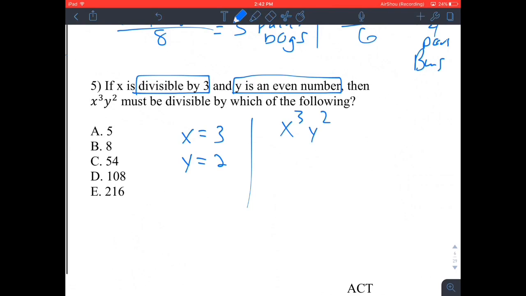Whatever answer you get, that's going to be the smallest number possible, which means that if we're using the smallest numbers in this, and our answer is the smallest number that can be divisible by it, it means that that's going to be the correct answer. So 3 cubed times 2 squared, it's going to be 27 times 4, which is 108, which is answer D.